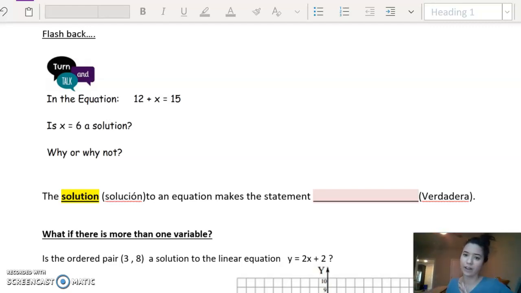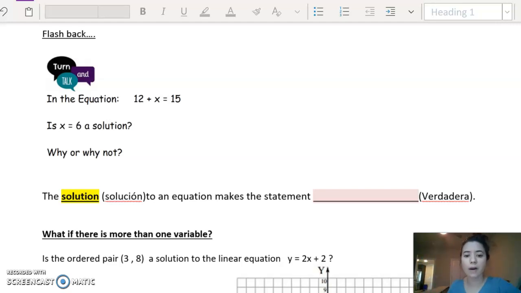Hello. All right. Second day of trimester 2. Today is a little bit of a new concept, a little bit of a review. It shouldn't be too bad. All right, so let's just dive right in.